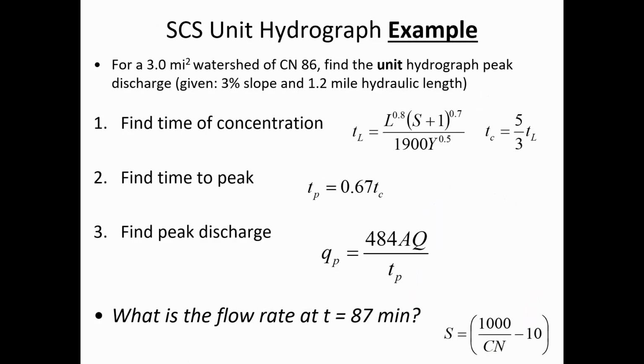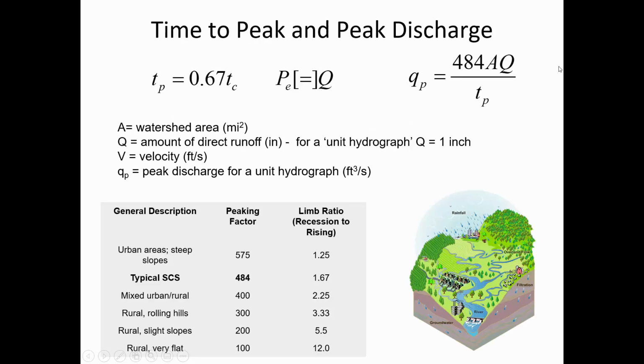So here's an example that we're going to go through to get some practice using the SCS method. First, we'll start with the watershed data. We know the watershed area is 3 square miles, and by the way, if we go back to the units for the peak discharge equation, where we're using 484 as the peaking factor, we have to put in the watershed area in square miles. And Q is going to be the runoff depth, which is the same thing as the rainfall excess depth.